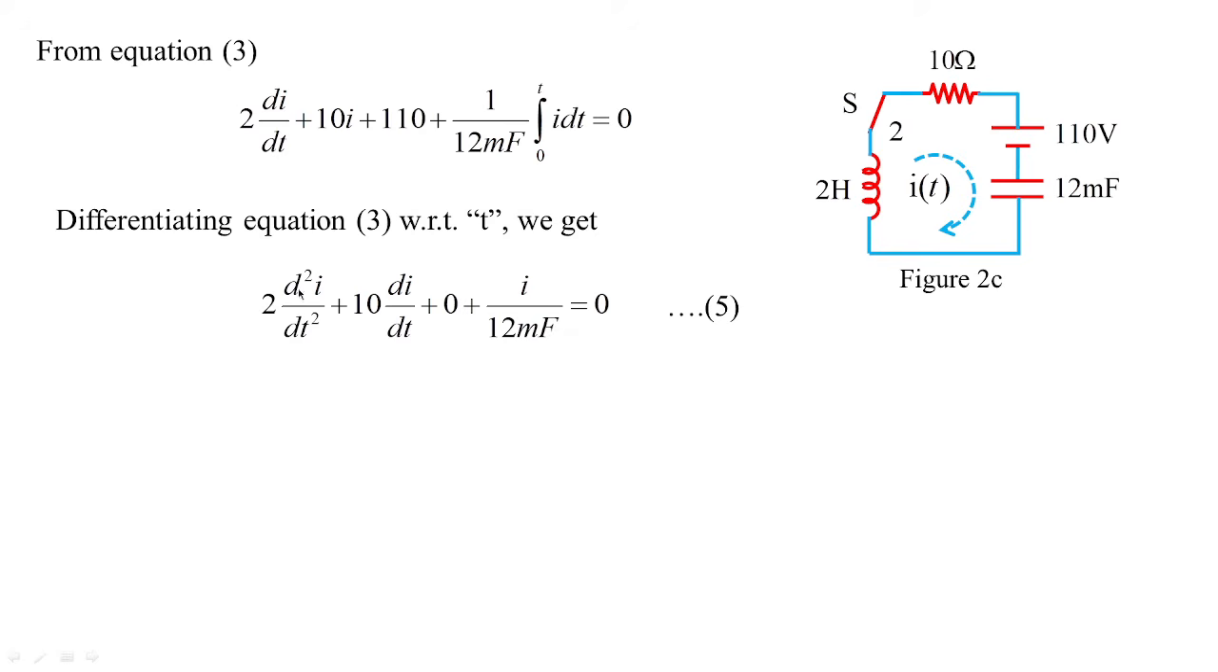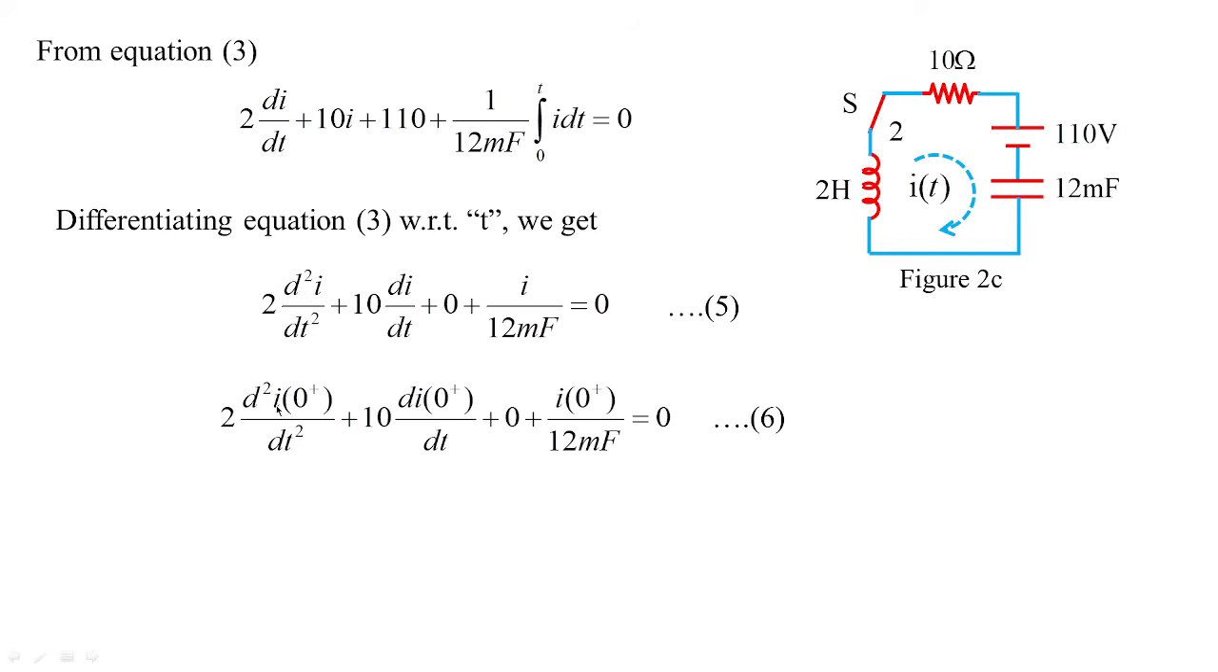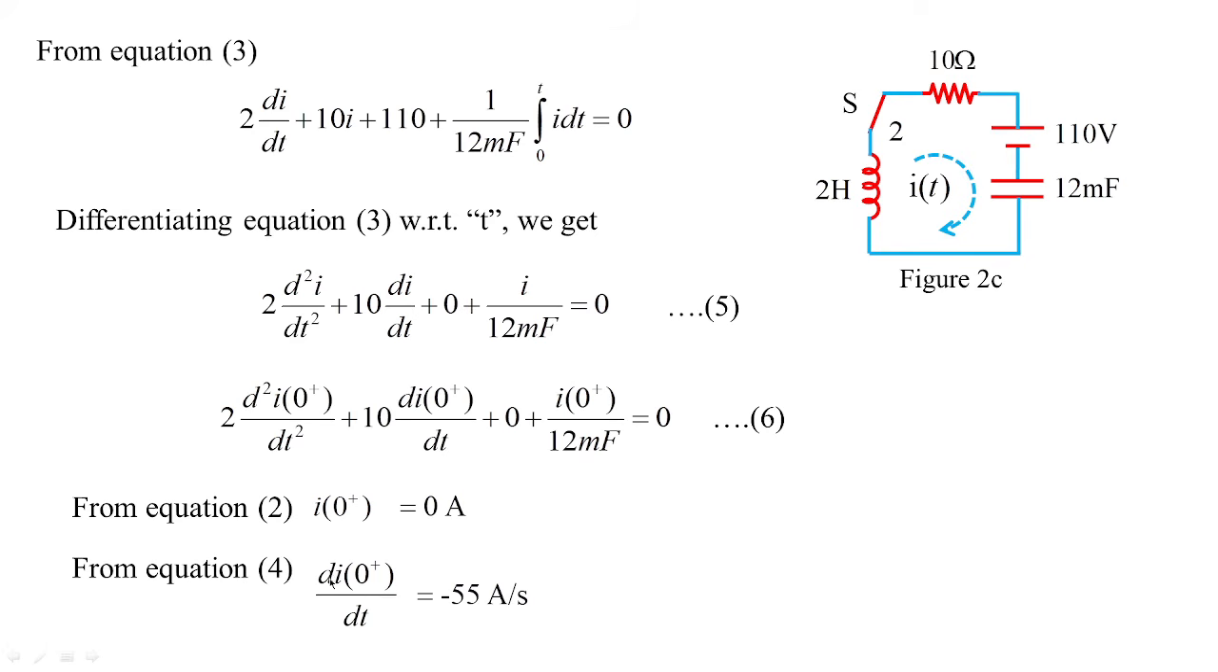Now we need to know the value of d square i by dt square at i of 0 plus. The values at 0 plus are substituted as they are, wherever you have the di by dt value of i of 0 plus and the i of 0 plus value, to get the d square i by dt square of i of 0 plus value. We know from equation 2 the current value is 0, and from equation 4 we got di by dt of i of 0 plus equal to minus 55 amperes per second. Just substitute these two values, 4 and 2, in equation 6. So 2 d square i by dt square of i of 0 plus, plus 10 times minus 55, plus 0.